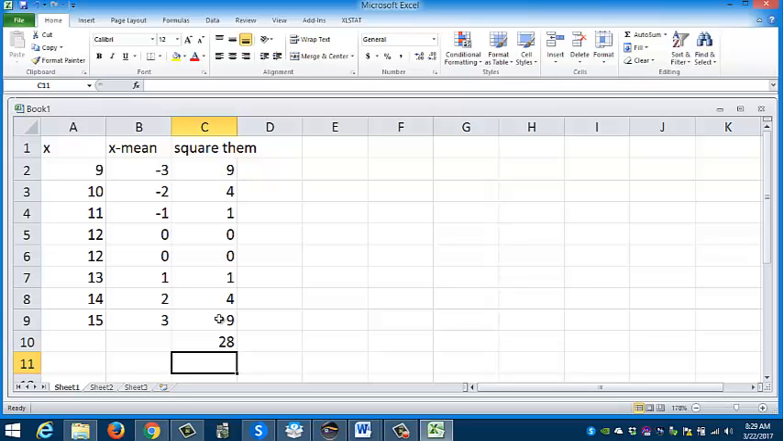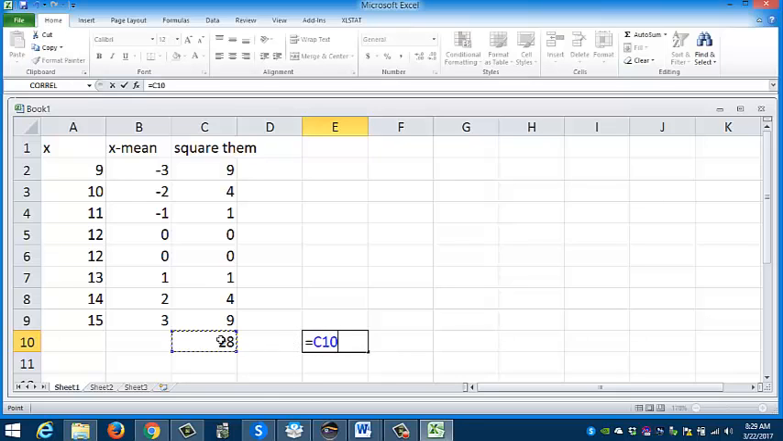Okay, we're getting there. Here I go. Equals. Well, I want to take this, C10, right, and divide by what? Well, I needed n minus 1. So I guess I'll divide by 4, right? And there's my 7. Oh, no, it wasn't 4. What was it? I'm sorry. What did we divide by? 7. Thank you.